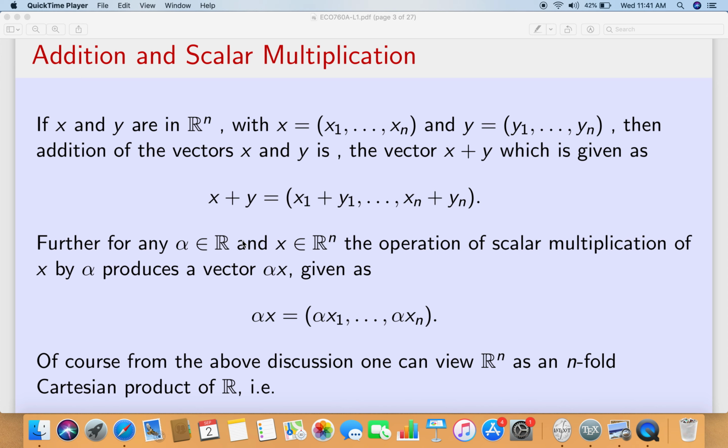So if x and y are two vectors in Rn, and you know that they have to be expressed in terms of coordinates, then if you add these two vectors, x plus y, the new vector will have as coordinates: the first coordinate would be x1 plus y1 and the nth coordinate would be xn plus yn.